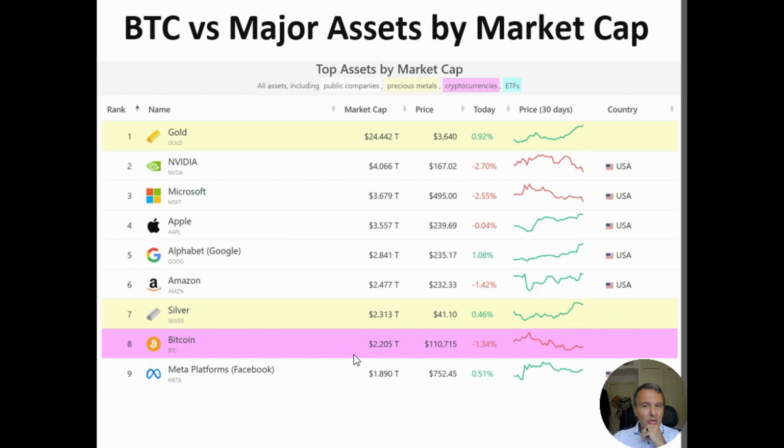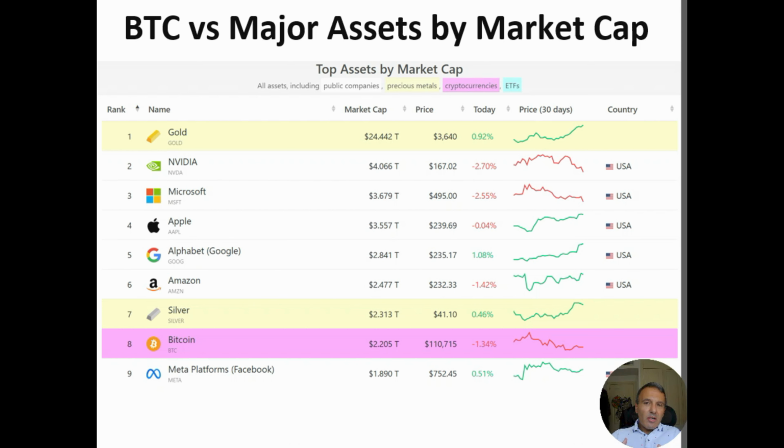If you look at the current market cap, Bitcoin is $2.2 trillion, whereas silver is 2.3. If you look at Amazon and Google, it's 2.4 and 2.9 trillion. There's not much of a difference. So I wouldn't be at all surprised if by the end of this year Bitcoin rises towards 5th position, even overtaking silver, Amazon and Alphabet.